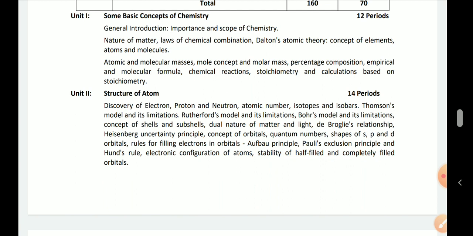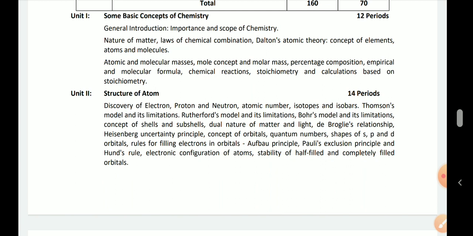Your first chapter is some basic concepts of chemistry. You can see in this topic that there are some subtopics. Most of the topics of this chapter you have studied in your class 9th. That's why this chapter is very easy for all students if they want to study.